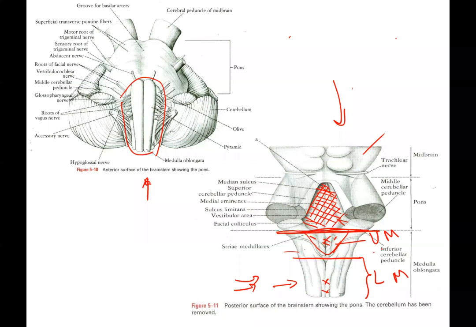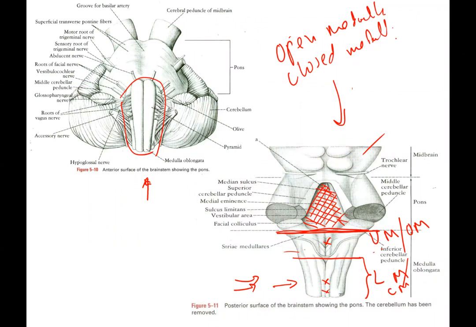Now, since the roof, the back of the upper medulla is broken and opened up to form the fourth ventricle, the upper medulla can also be called open medulla because it's open here. And the lower medulla, since it is not open to the fourth ventricle, you can call it closed medulla. So it's open and closed medulla. Upper medulla and lower medulla can be replaced by open medulla and closed medulla.